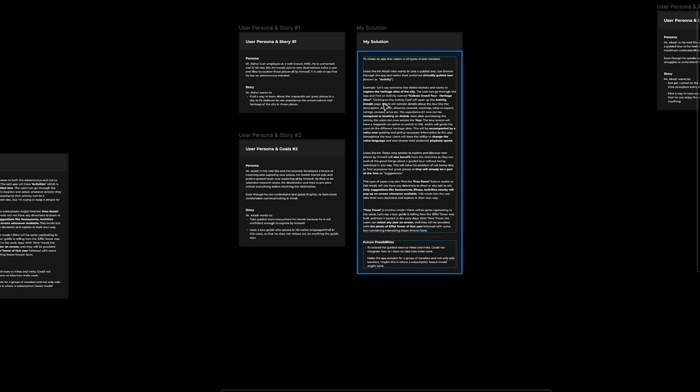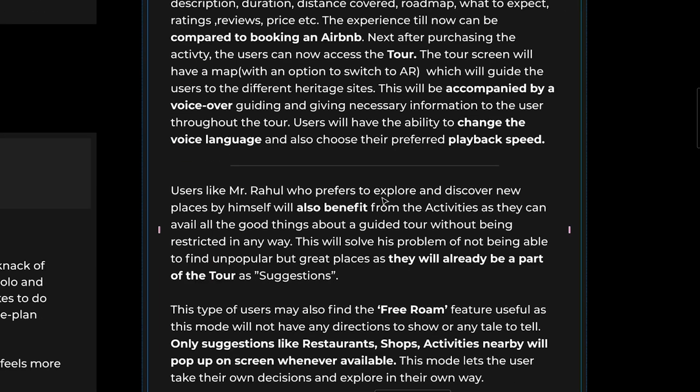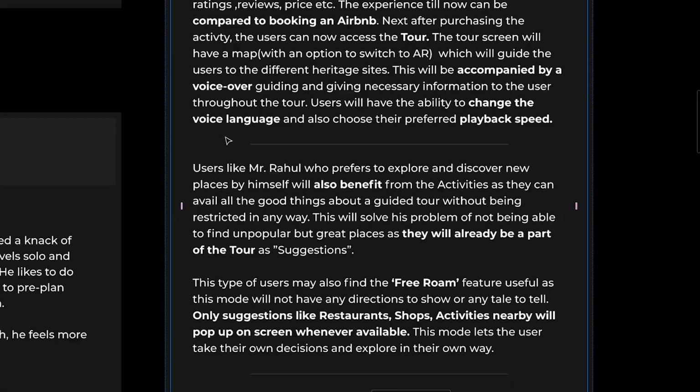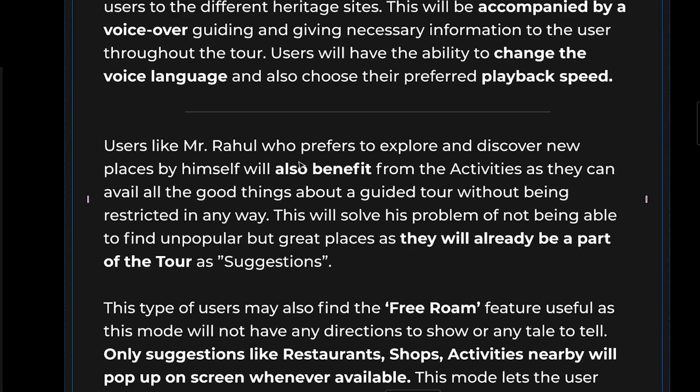So you can see I'm trying to connect every single thing. And after all of this is the first thing that made sense. Now, let's talk about Mr. Rahul, which is this one, right? So users like Mr. Rahul, who prefer to explore and discover new places, also benefit from the activities, as they can avail good things about a guided tour without being restricted away.